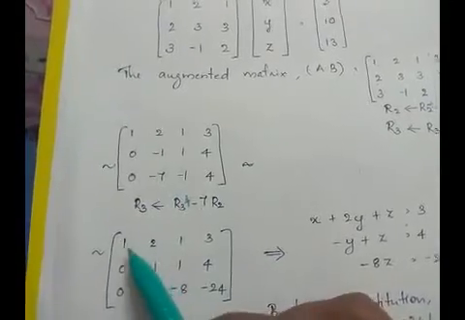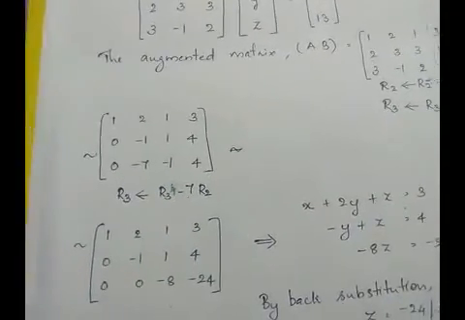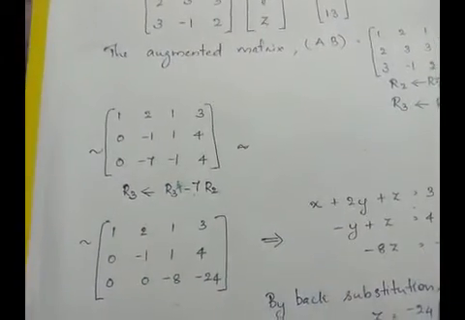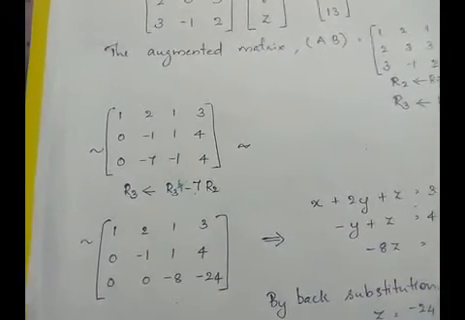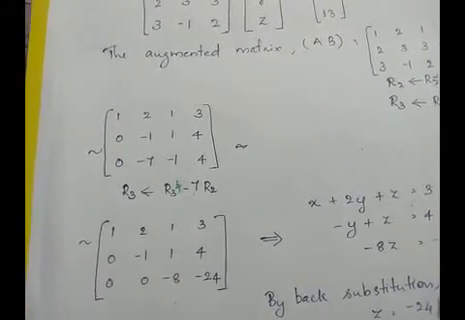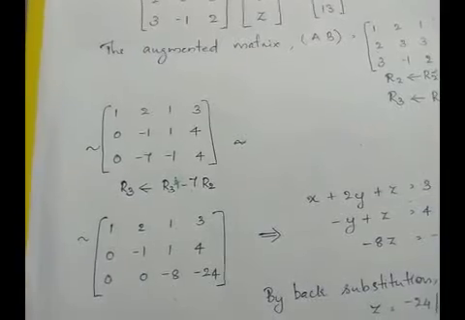Okay. Now look at the matrix. The diagonal elements are 1, minus 1 and minus 8. All the elements below the diagonal elements are now 0. That means we have converted the augmented matrix AB to an upper triangular matrix.